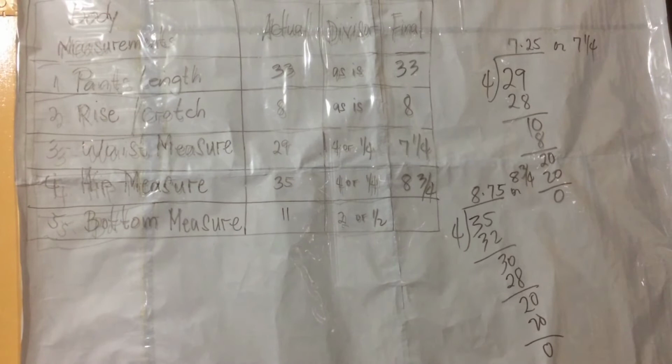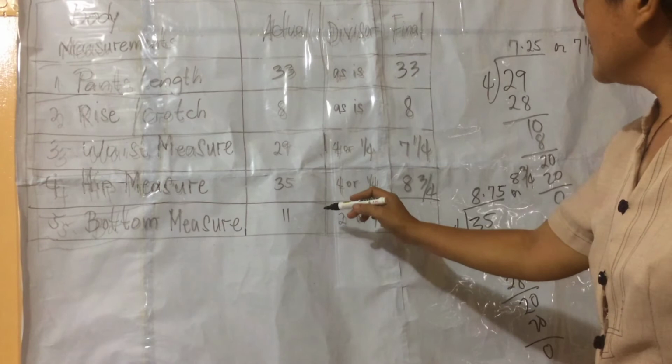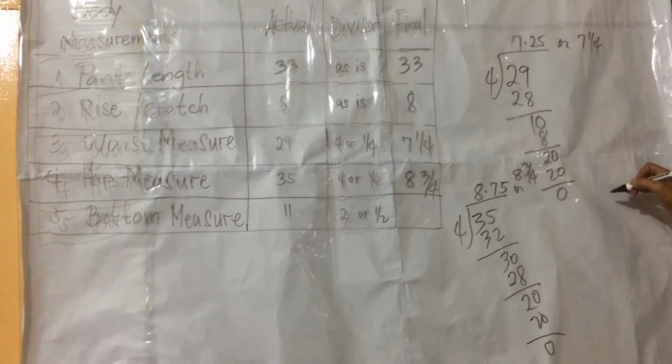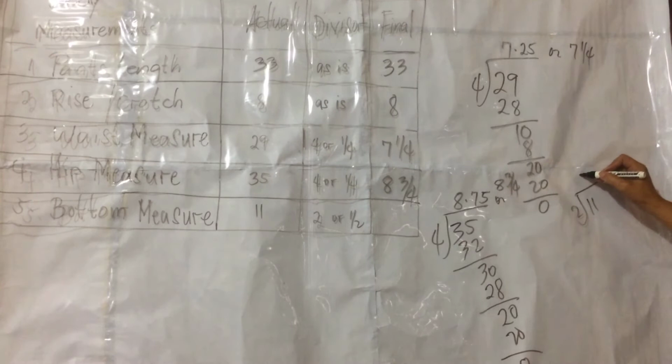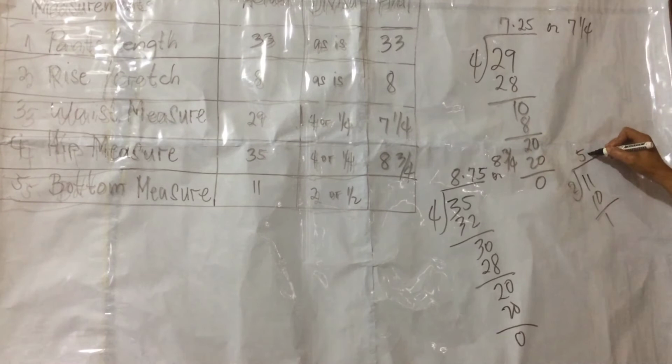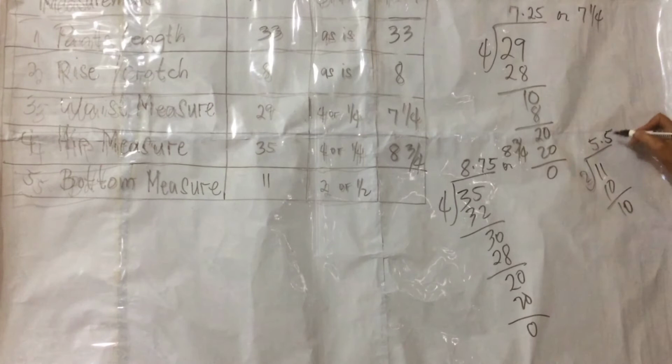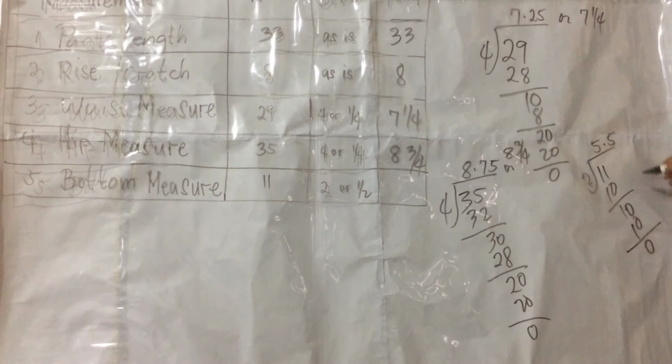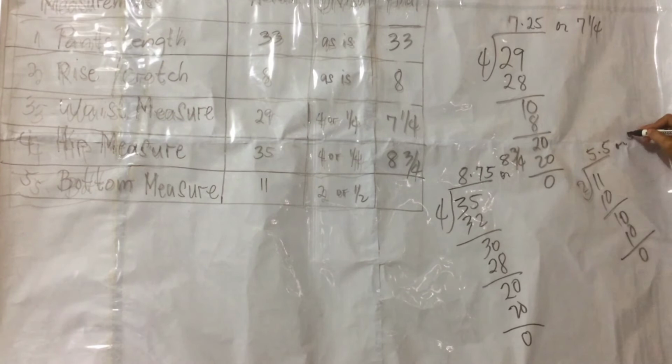Bottom measure, 11. The divisor is 2 or 1/2. 11 divided by 2 is 5. 5 times 2 is 10. 11 minus 10 is 1. Right the point, add 0. 10 divided by 2 is 5. 5 times 2 is 10. 10 minus 10 is 0. The answer is 5.5 or 5 and 1/2.